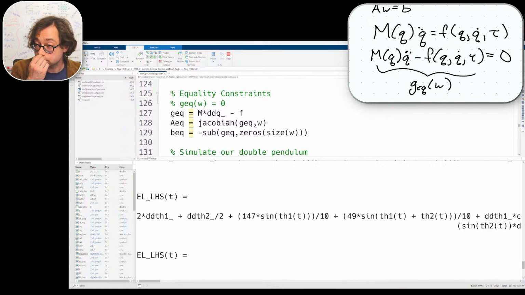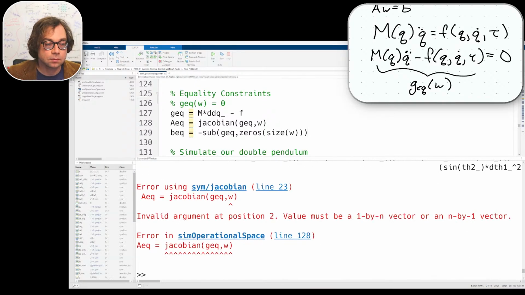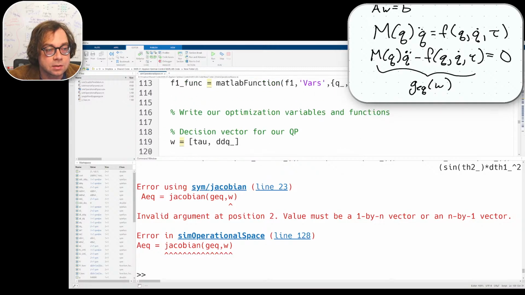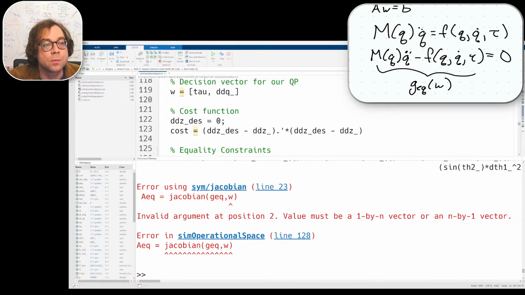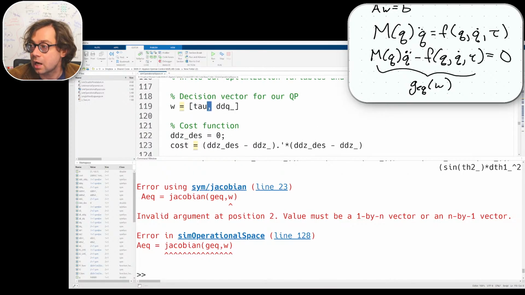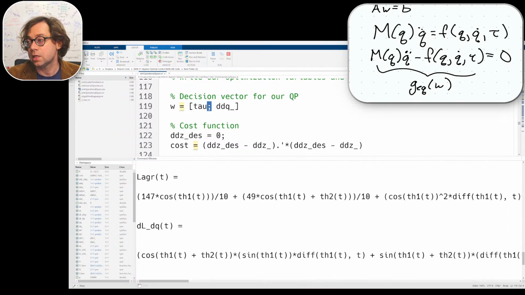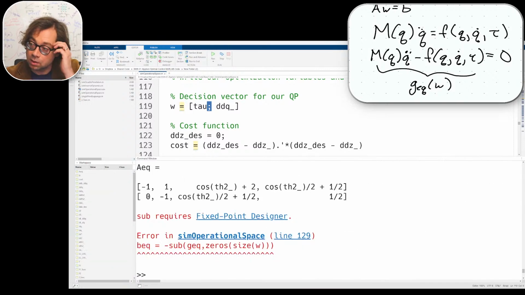When we run that, okay, what do we screw up here? W, did I not define W yet? Okay, it must be a 1 by n vector versus an n by 1 vector. Oh, W needs to be a column vector. I screwed up. So this W up here, that should be a semicolon. So that is a column vector. If you run that, having changed that to a column vector, everything should be okay.